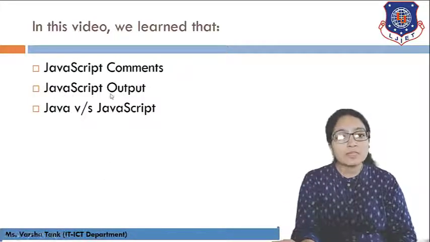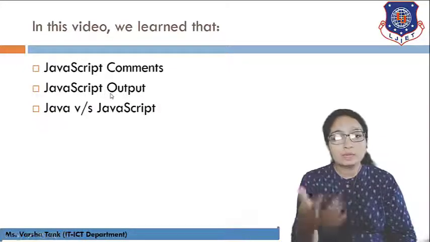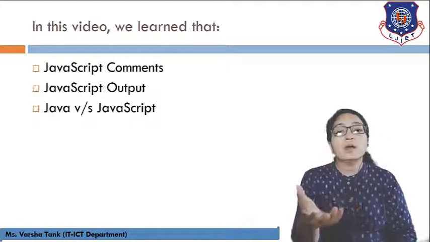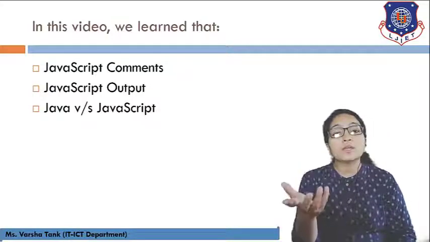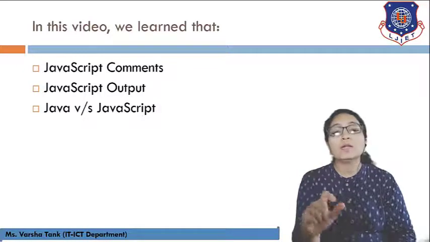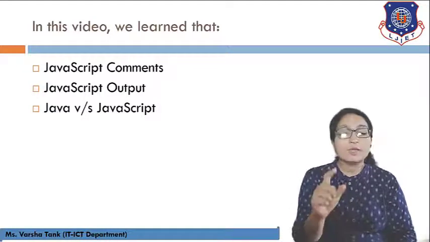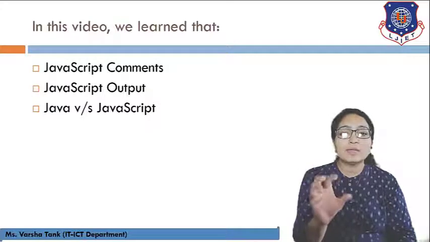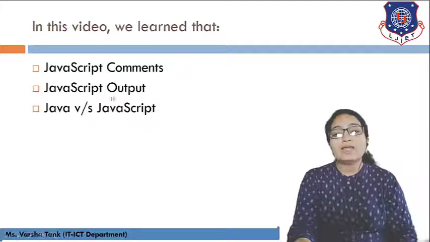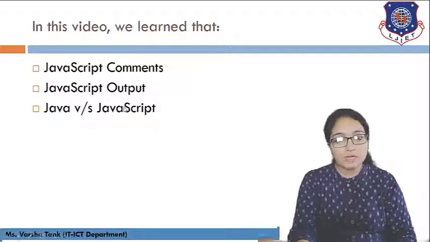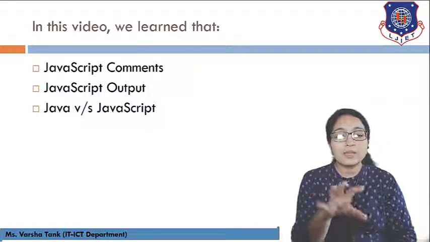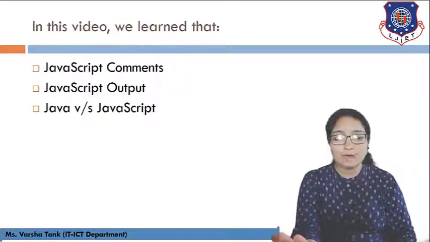Then we learned about the JavaScript output. We can use different ways to display the JavaScript output. You can use the prompt box or the alert box. You can use variables to display. You can use the DOM methods also to display the output, or you can display the output in the console. Whenever you want to do debugging, the output will be displayed in the console. And then we learned the difference between Java and JavaScript. Java is a proper object-oriented programming language, whereas JavaScript is based on objects, so whatever method we are using is part of one of the objects defined in JavaScript.